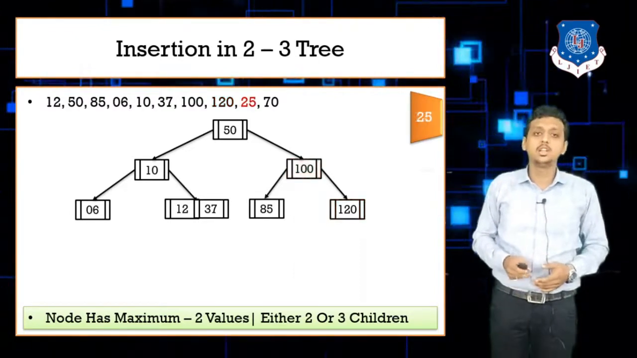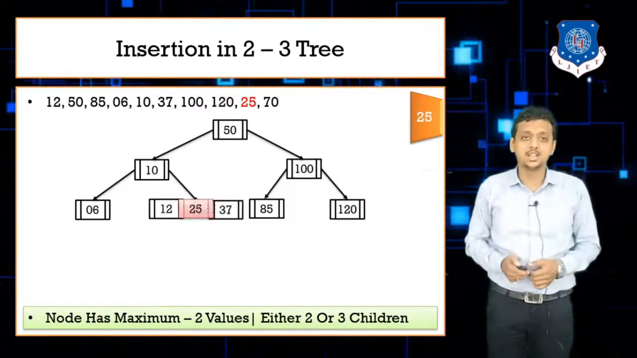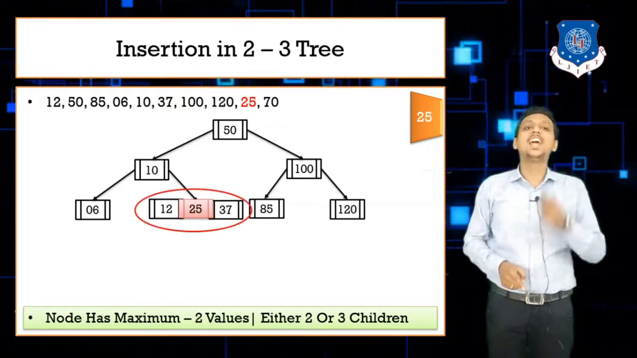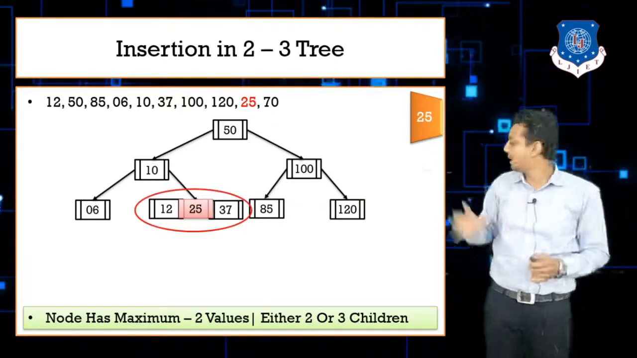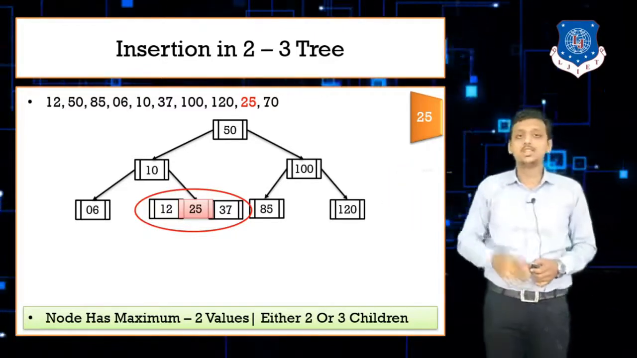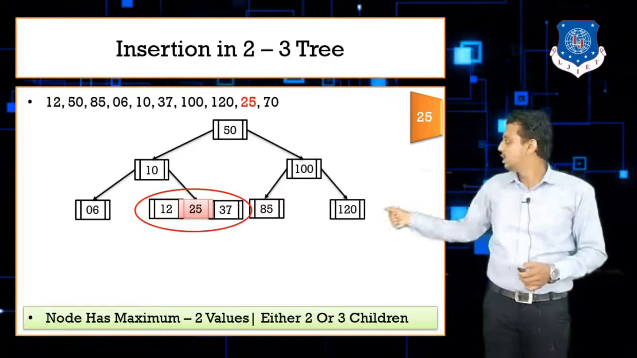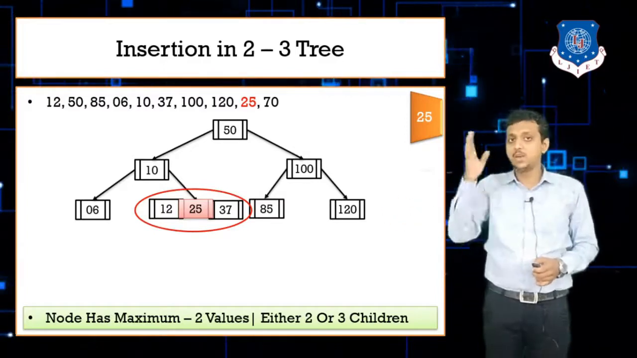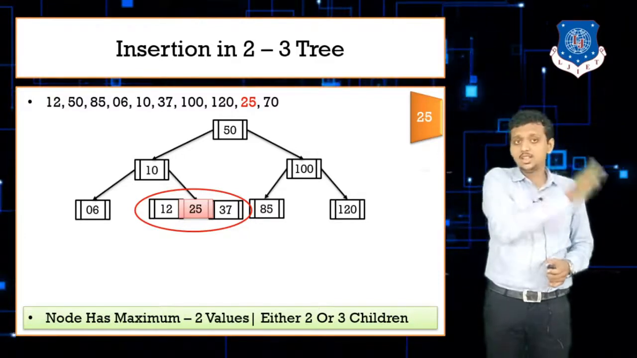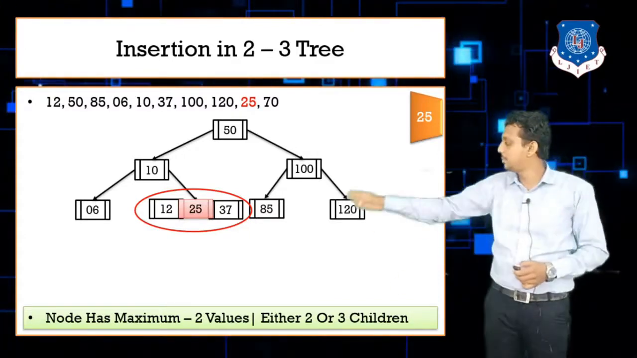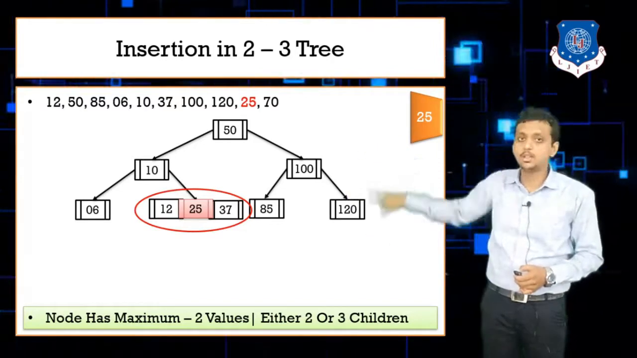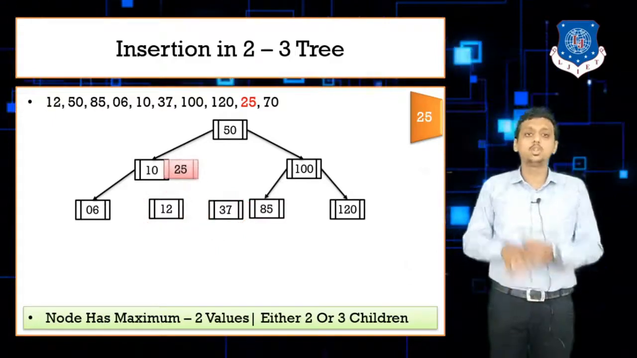Next we have 25. So 25 can be easily inserted in between 12 and 37. So that node becomes full. So what I need to do is, again, split the term. Which value is the middle of the term? See, 12, 25, 37. So 25 becomes my mid of the term. So I need to move 25 up with 10, and split the node into both parts.